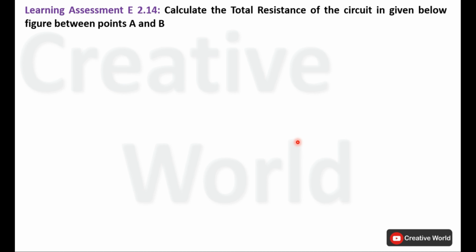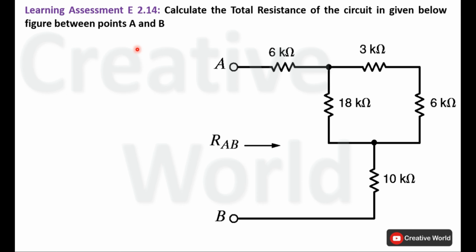Learning assessment E2.14. Calculate the total resistance of the circuit in the figure given below between points A and B. This is the circuit diagram of the given problem, and we have to calculate the accumulative or equivalent resistance between these two points A and B. So without wasting time, let's proceed towards the solution.